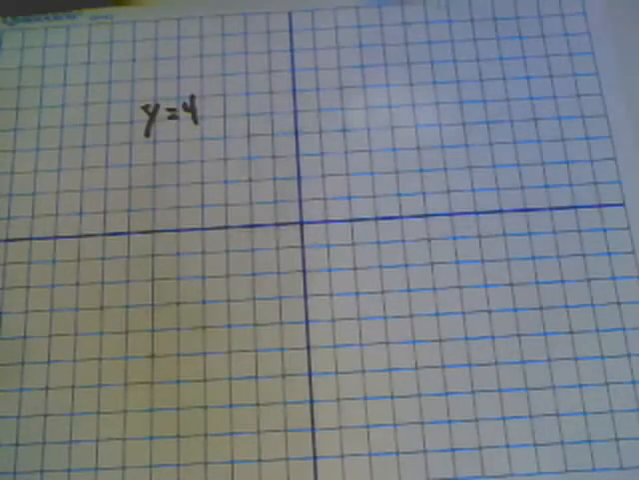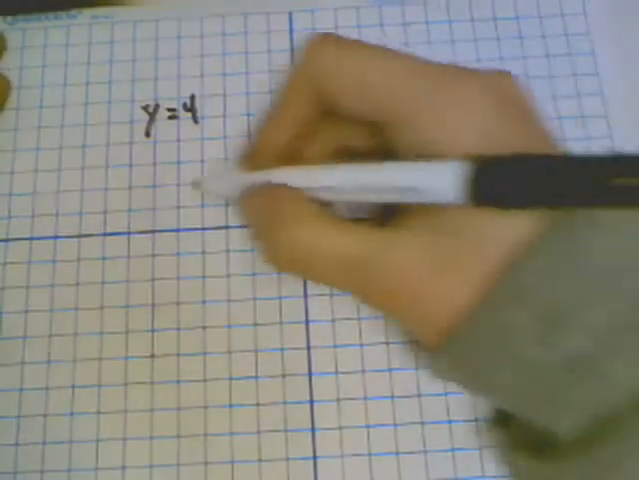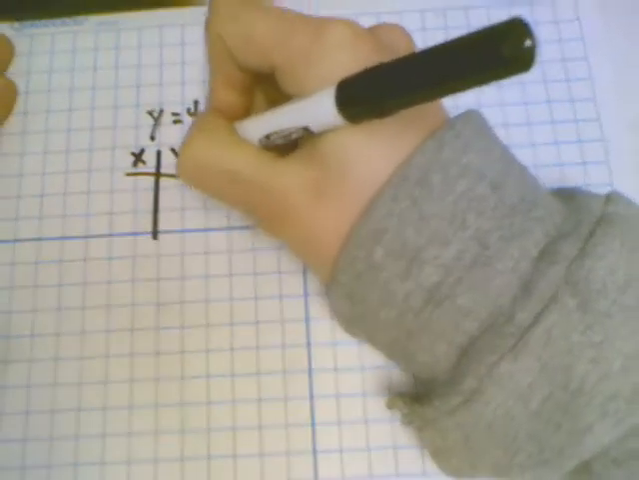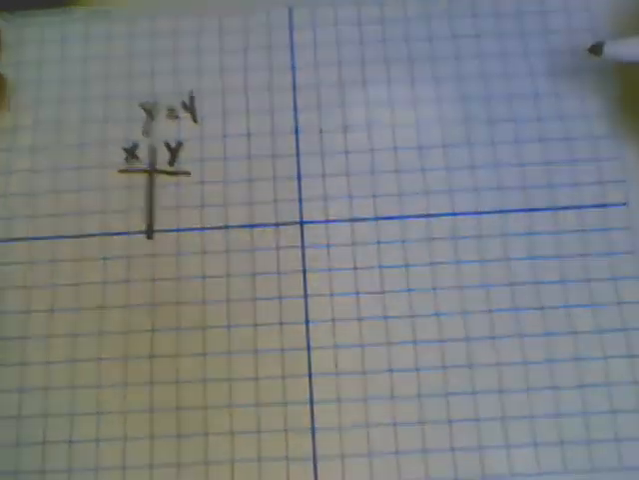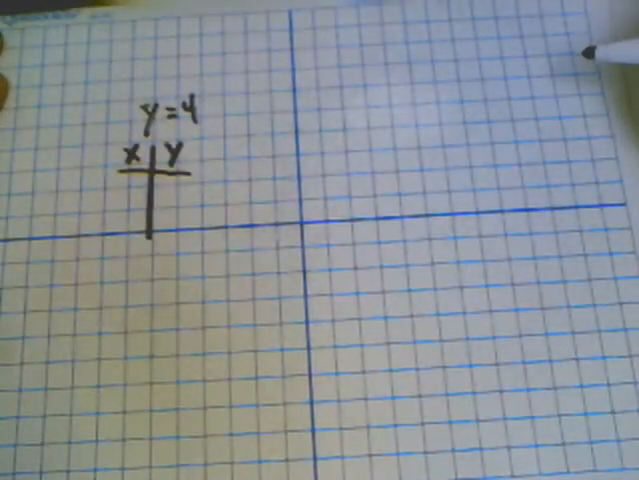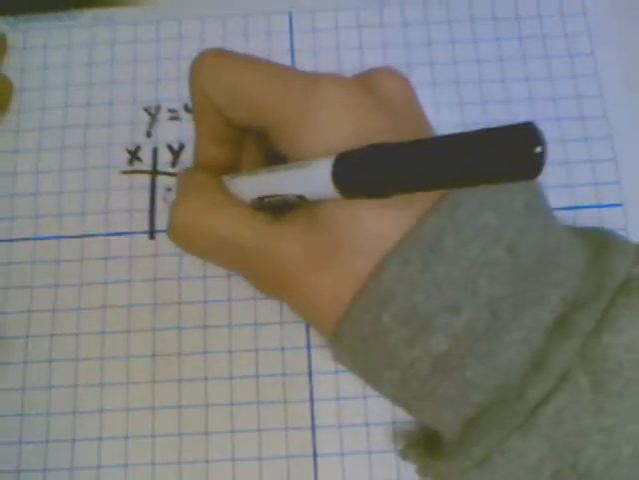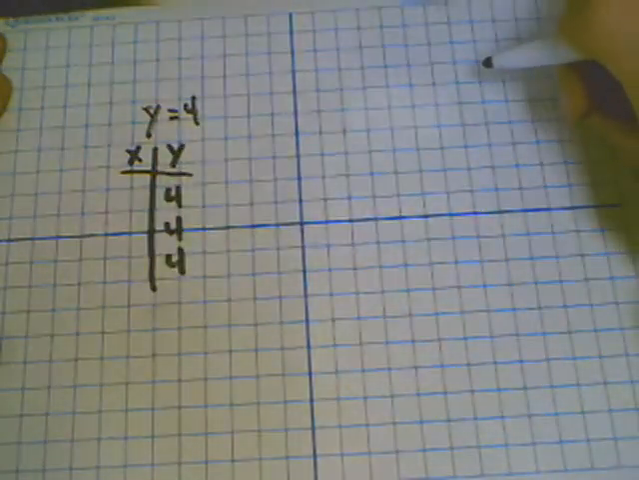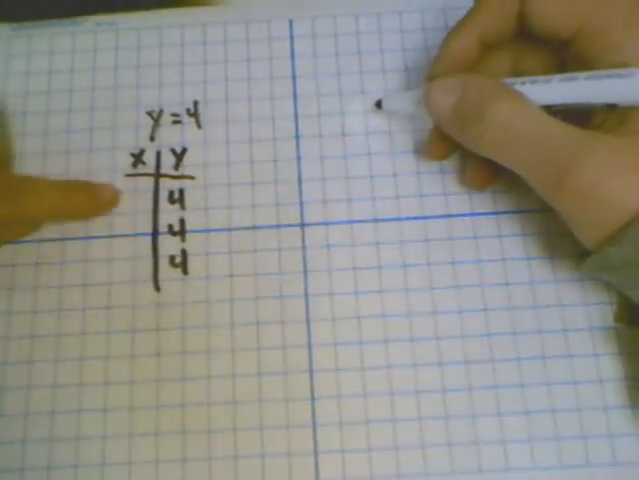To graph the equation y equals 4, I'm going to use the same technique as I used in the last video. I can't find intercepts, so I'm just going to try to find a set of ordered pairs x and y that work in that equation. Well, my equation tells me that y has to be 4. So that makes my choices easy for y. And that means, well, if y has to be 4, x could be anything.